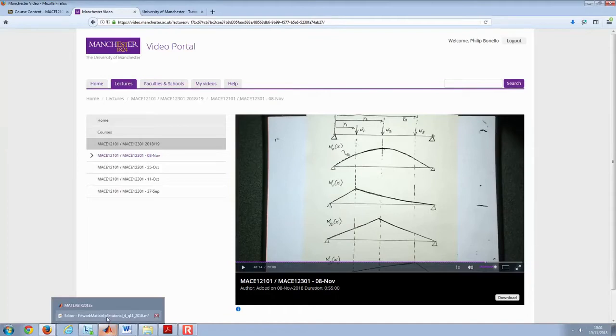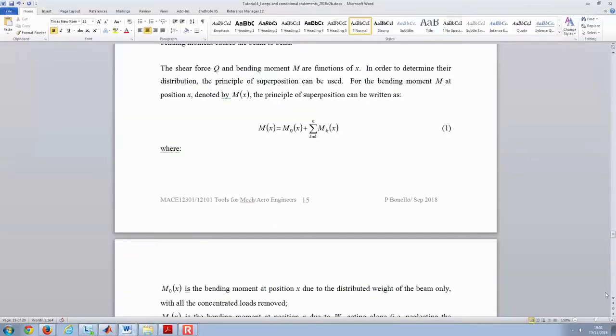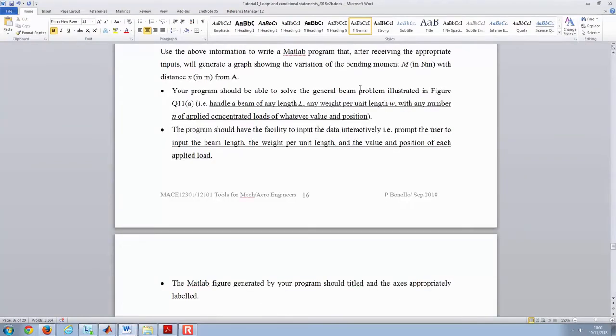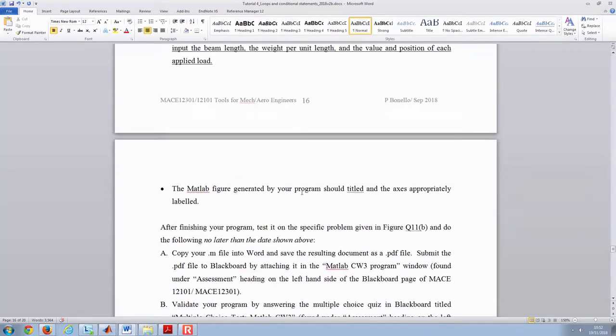So this is the program that you have to write. If we go back to the requirements of the question, the program had to be able to solve the general beam problem, that is, handle a beam of any length, any weight per unit length W, with any number n of applied loads of whatever value and position. The program should have the facility to input the data interactively, from the user to input the beam length, the weight per unit length, and the value and position of each applied load. And the MATLAB figure generated by your program should be titled and the axes appropriately labeled.